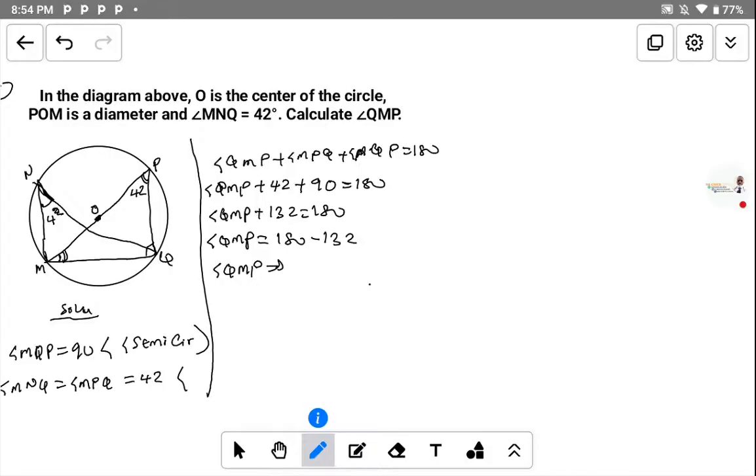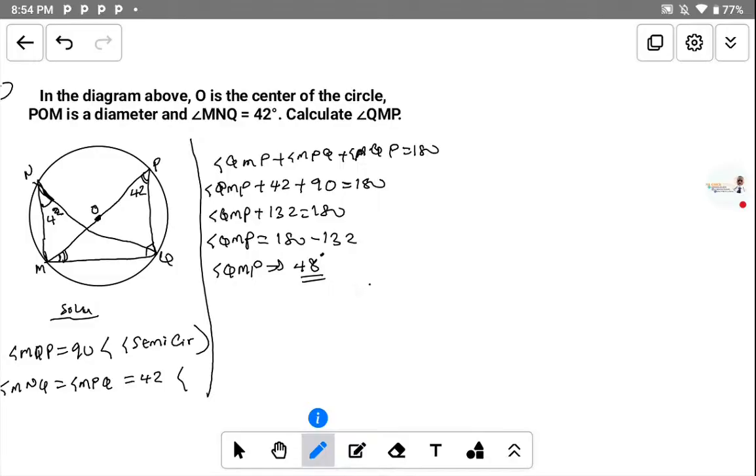So if you subtract 180 minus 132, the answer is 48. So we have 48 degrees. That means the angle we're trying to calculate, angle QMP, is equal to 48 degrees.